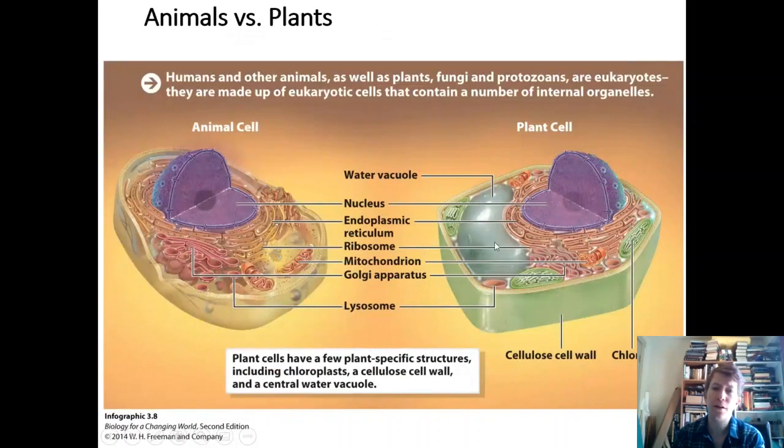And then if we're looking at eukaryotes in general, plants have a few extra things compared to animals. So they've got a thick cell wall made of cellulose, they've got the chloroplasts, and they've got that central vacuole that can hold water and other organic compounds. Animals have the other stuff, but they don't have those ones.